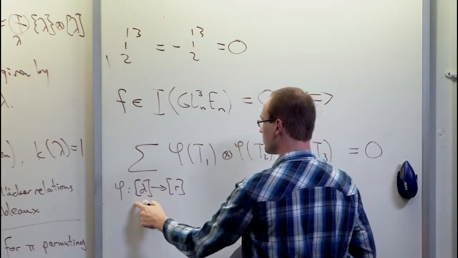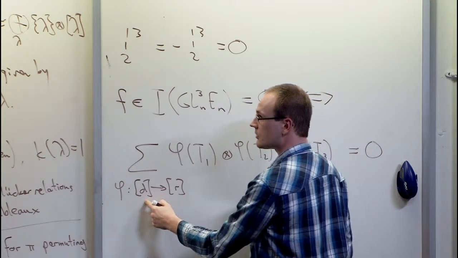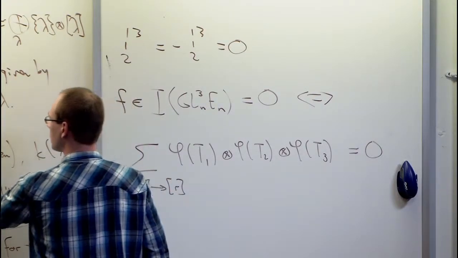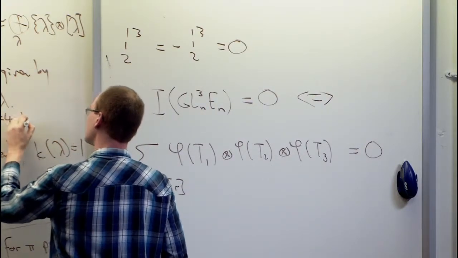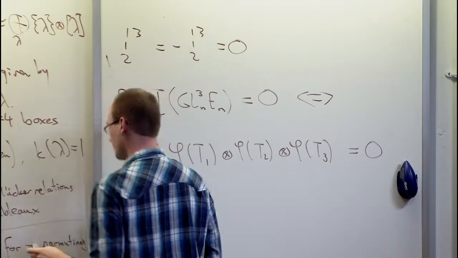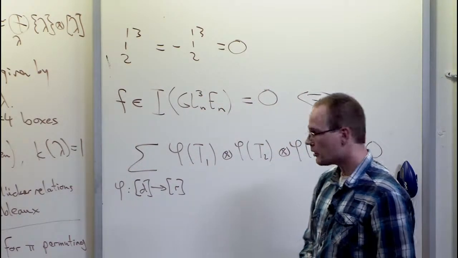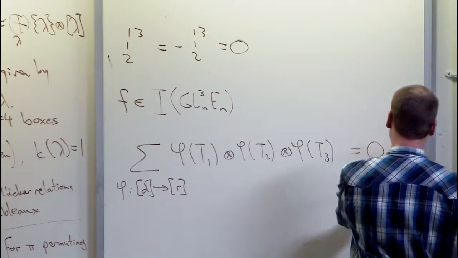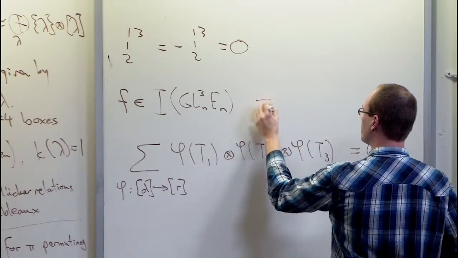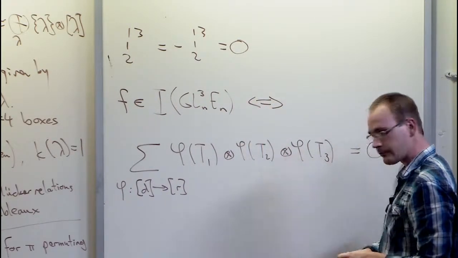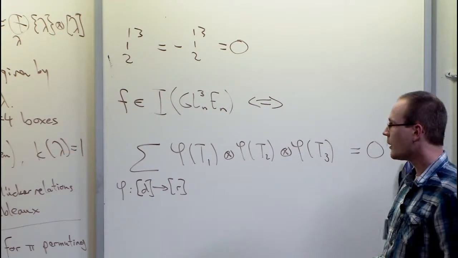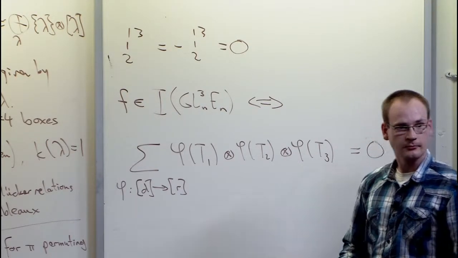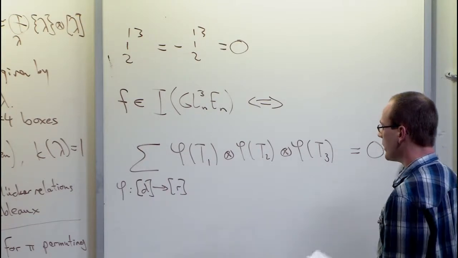And what is this? What is phi? Phi is a map from D. So this has D boxes. In this case, it's D equals 4 boxes. Why do you write f in I equals 0? Sorry. I only meant f is in the vanishing ideal if and only if this vanishes. Why is that true? Did you say that? No, I just stated it. Okay? I just stated this.